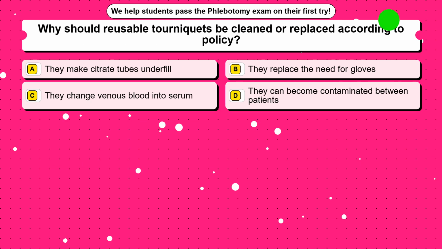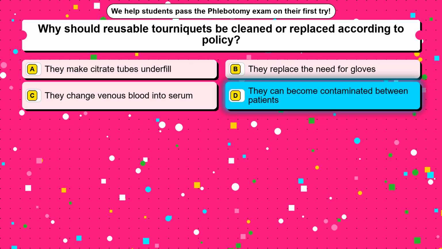Question 3. Why should reusable tourniquets be cleaned or replaced according to policy? Option A. They make citrate tubes underfill. Option B. They replace the need for gloves. Option C. They change venous blood into serum. Option D. They can become contaminated between patients.